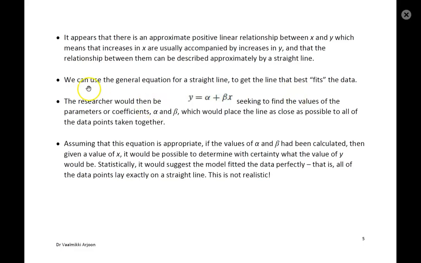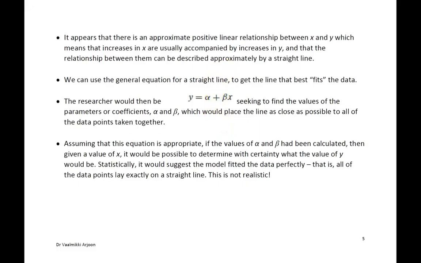Okay, now we can use the general equation for a straight line to get the line that best fits the data. And this terminology is quite important to remember, right? Because the regression, when you plot it on a graph, is an equation that shows how the data is fitted, or that fits the data. So here, y is equal to alpha plus beta x. This is the equation of a straight line.